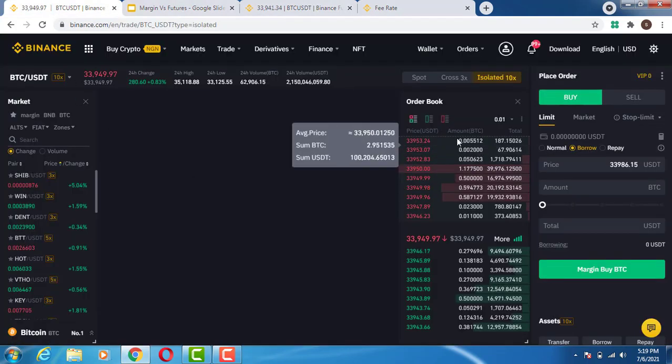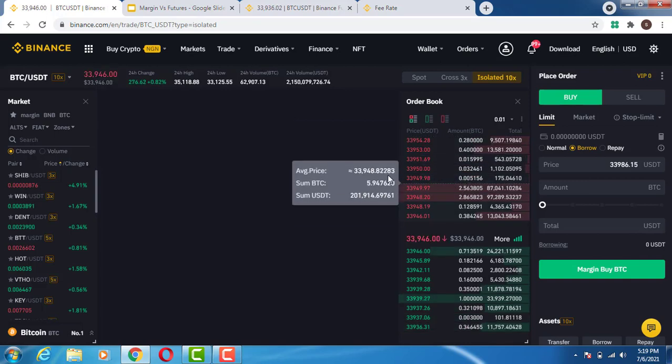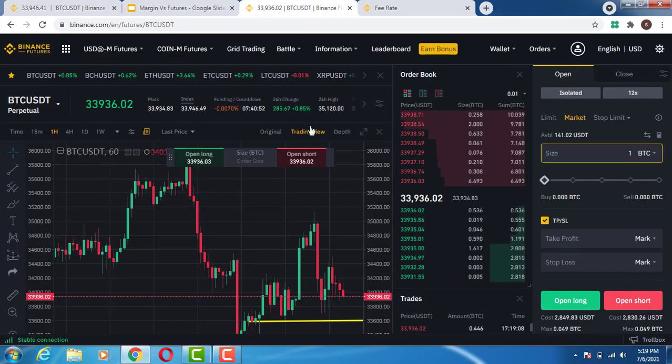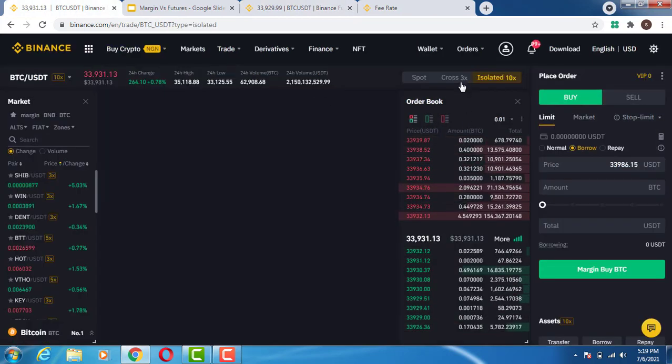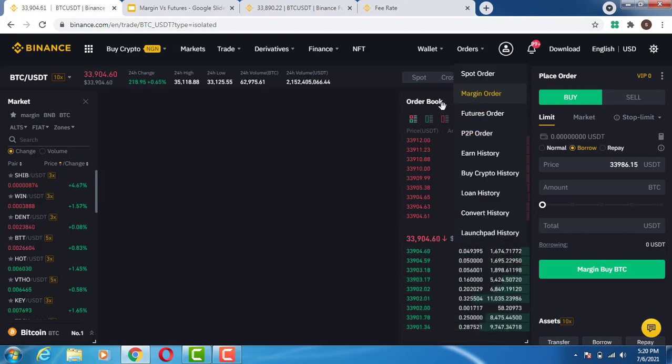The amount of leverage we use on the margin exchange is different from the one you will use on the futures exchange. On the margin exchange here, you have cross margin and isolated margin. For Binance margin trading, you have maximum 3x for cross margin, so you can't use more than 3x when you are using cross margin. While we have maximum 10x for isolated margin. That means you cannot use more than 10x for isolated margin when trading on the Binance margin platform.